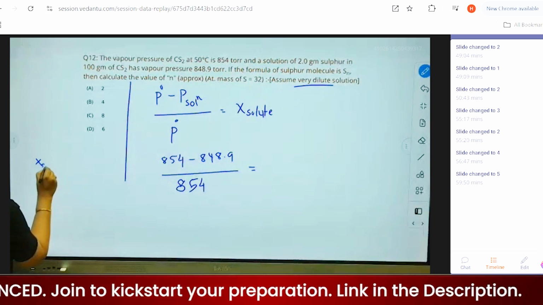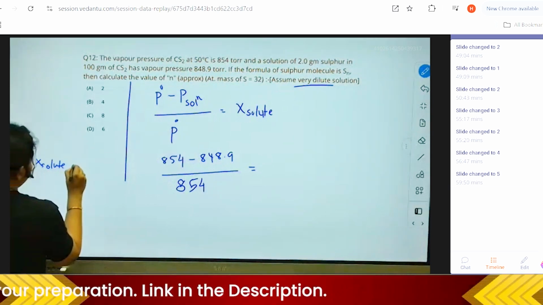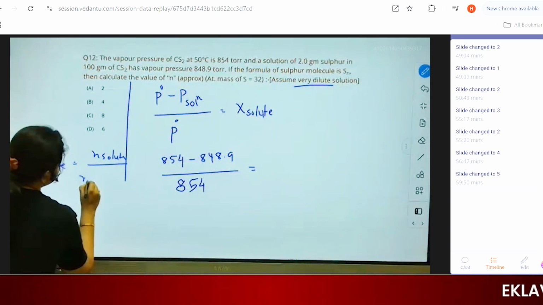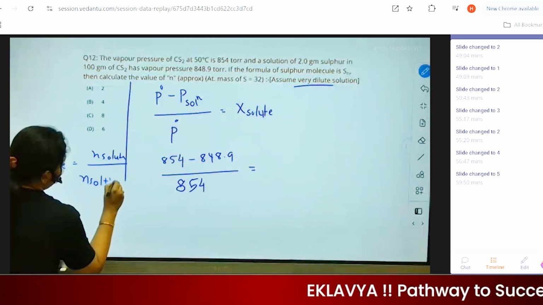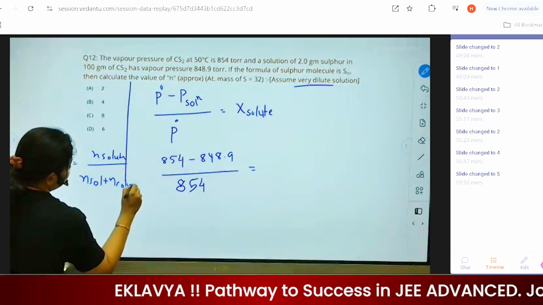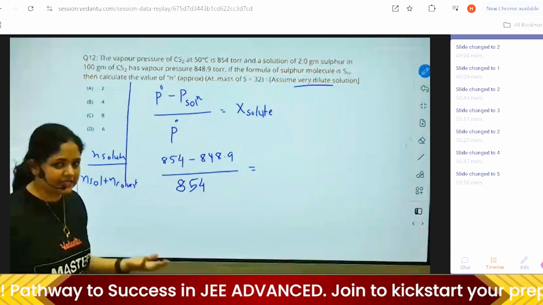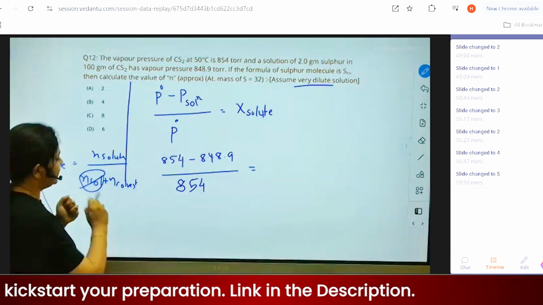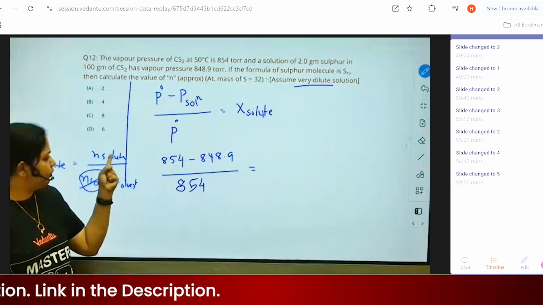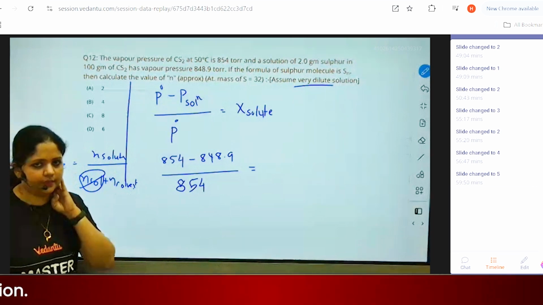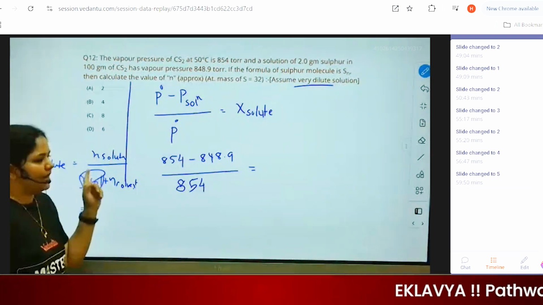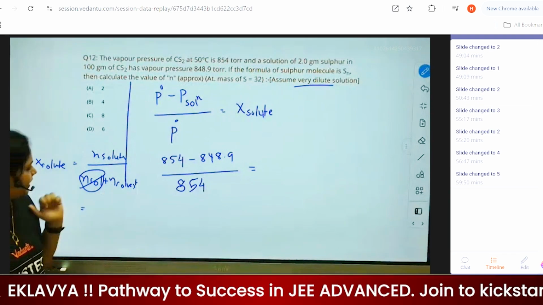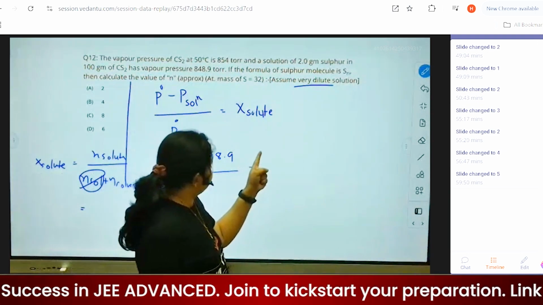Mole fraction of solute is equal to moles of solute divided by moles of solute plus moles of solvent, total moles. Correct? Here, as this is a very dilute solution, in comparison to this it is very less. So this is neglected. Directly we can take moles of solute to moles of solvent. Moles of solute is nothing but mass upon molar mass. We can calculate this.